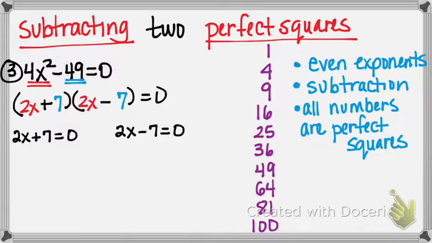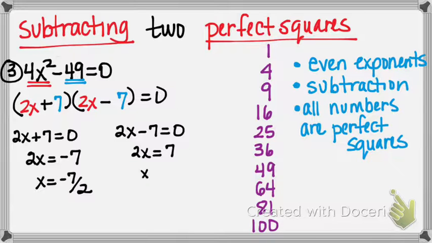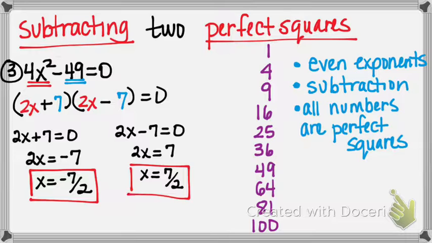So we would get x equals, so you would subtract the 7. So 2x equals negative 7, then divide by 2. So x equals negative 7 over 2. And then we would add the 7 for the second equation. And then divide by 2. So x equals positive 7 over 2. And that would be your 2 solutions. Who had that for their 2 solutions for number 3? All right, good job. Let's look at question 4.